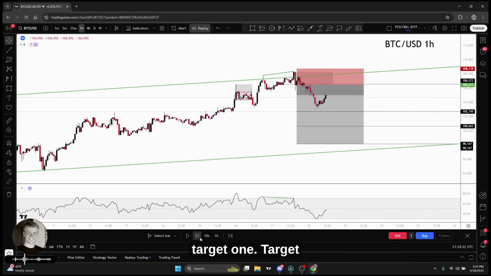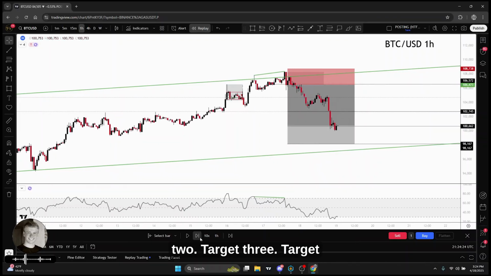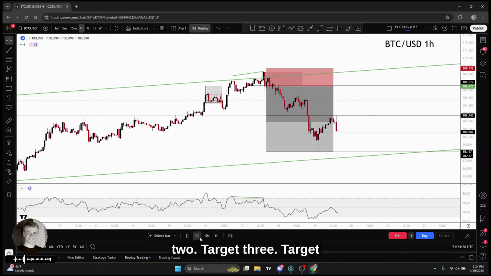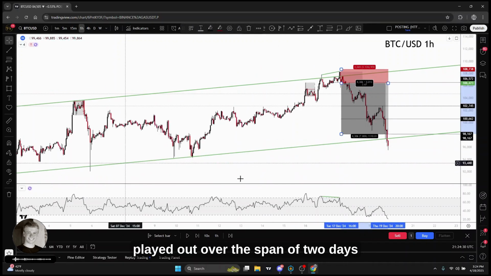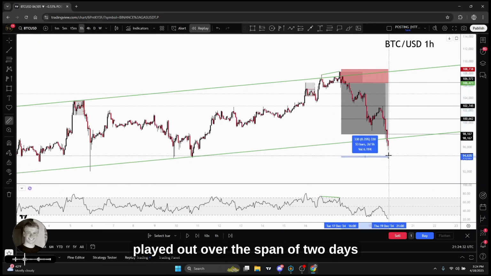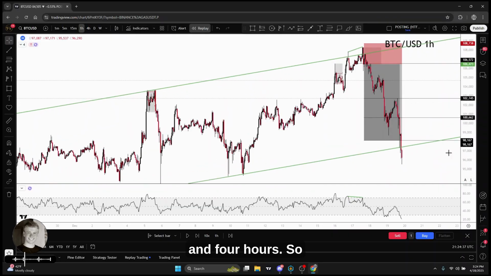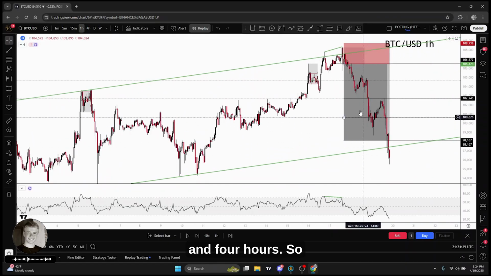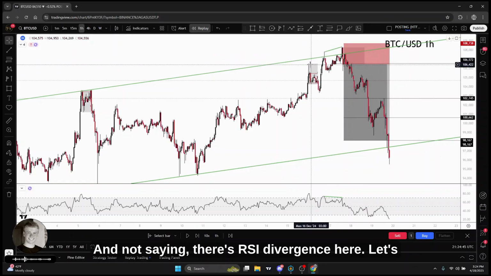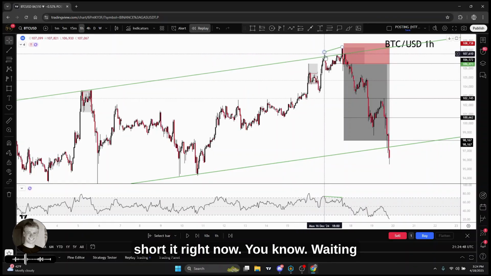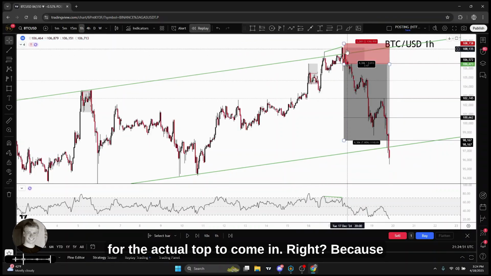There's target 1, target 2, target 3, target 4. That played out over the span of 2 days and 4 hours. So this just goes to show being patient and not saying, oh, there's an RSI divergence here, let's short it right now. Waiting for the actual top to come in, right?